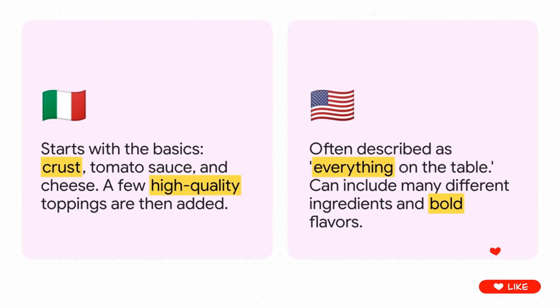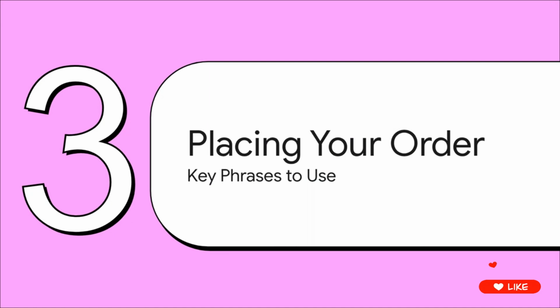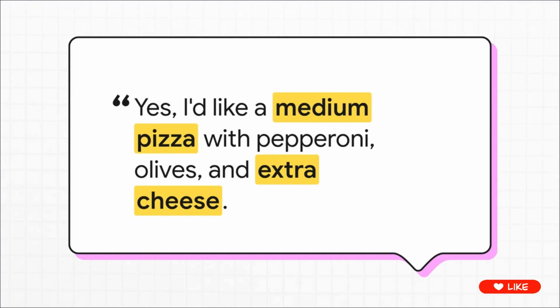This slide shows a really key difference in what you might call pizza philosophy. Traditional Italian pizza is all about simplicity and quality, letting just a few amazing ingredients really shine. American-style pizza, on the other hand, often celebrates variety and abundance. Just think of those supreme pizzas that are loaded with basically everything. Okay, so let's put all this vocabulary into action. We're going to walk through a little sample phone call so you can see how it all comes together in a real conversation.